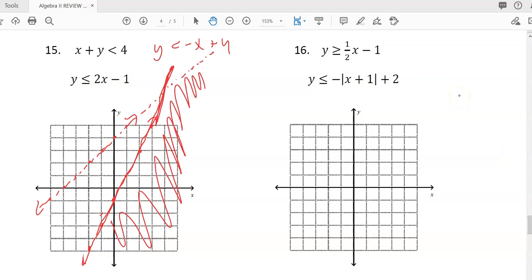And this one, 1/2 x minus 1, so slope is 1/2. Plot a few of the slope points. Solid line because it's equal to. We're going to shade above that one.